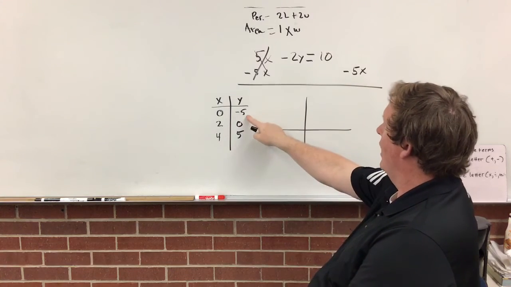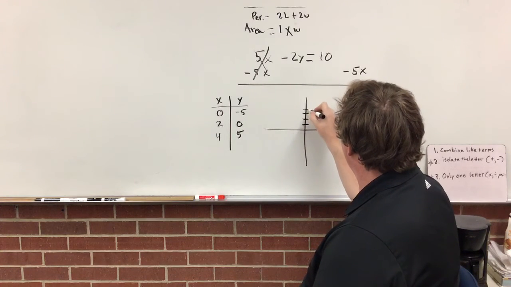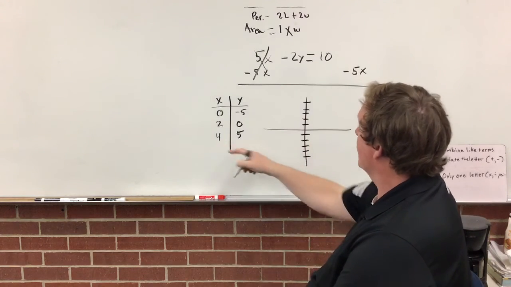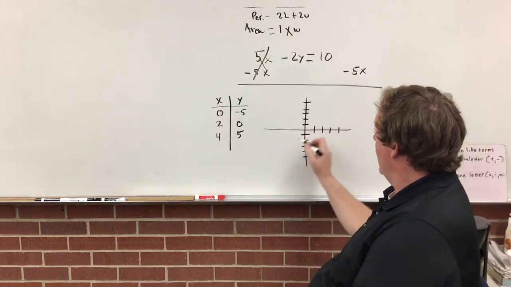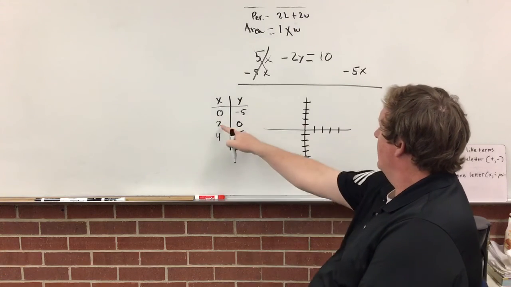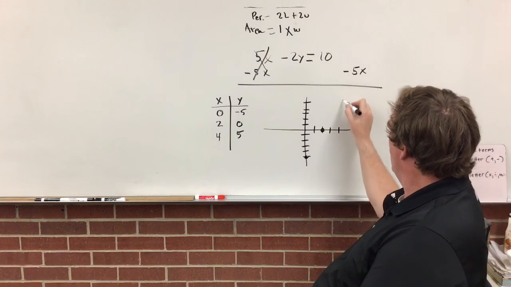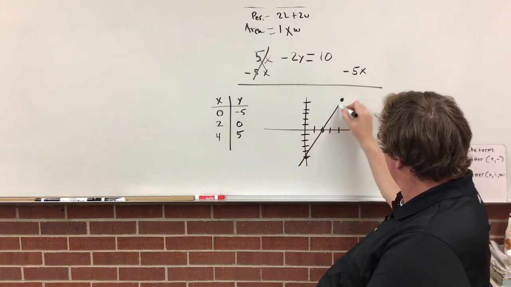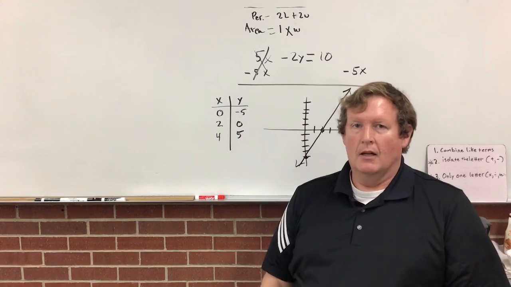Okay, my biggest y's are going to be -5 and +5. So I've got to go up 1, 2, 3, 4, 5, and I've got to go down 5. My biggest x is a +4: 1, 2, 3, 4. All right, if x is 0, y is -5, all the way down to the bottom of my grid. If x is 2, y is 0 right there. If x is 4, y is the +5. And there we've created our diagonal line. Okay? Hope that helps.